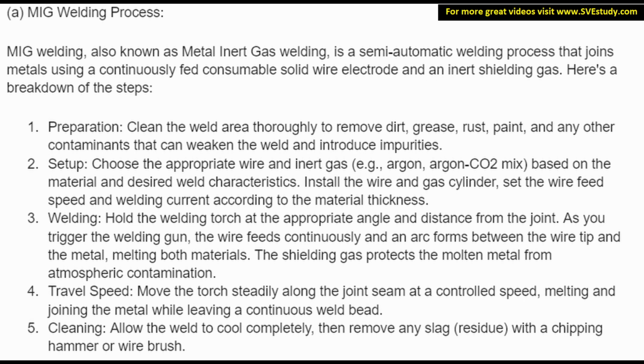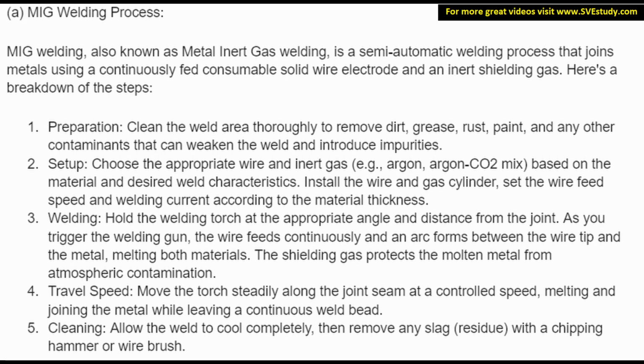1. Preparation. Clean the weld area thoroughly to remove dirt, grease, rust, paint, and any other contaminants that can weaken the weld and introduce impurities. 2. Setup. Choose the appropriate wire and inert gas, e.g. argon or argon CO2 mix, based on the material and desired weld characteristics. Install the wire and gas cylinder. Set the wire feed speed and welding current according to the material thickness.